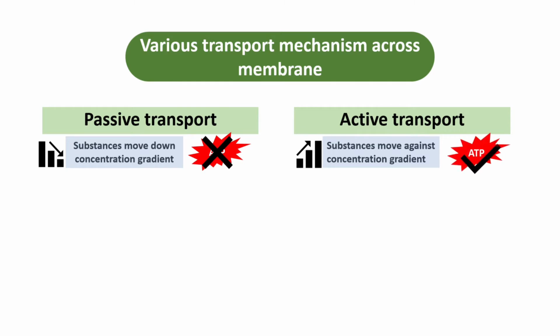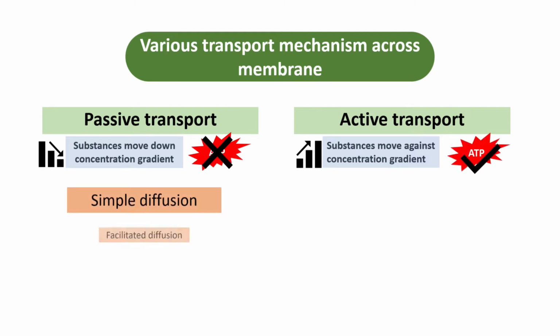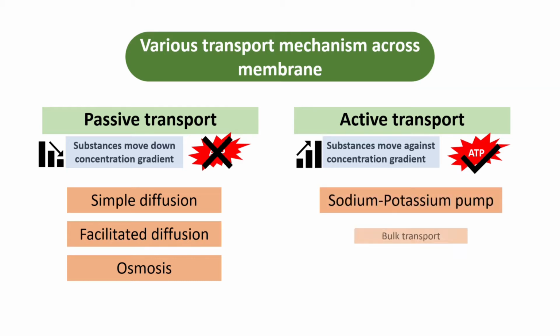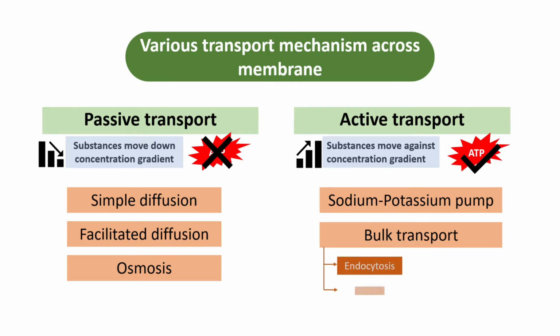ATP is required. Three types of passive transport are simple diffusion, facilitated diffusion, and osmosis. While two types of active transport are sodium-potassium pump and bulk transport. Bulk transport occurs by two mechanisms: endocytosis and exocytosis.